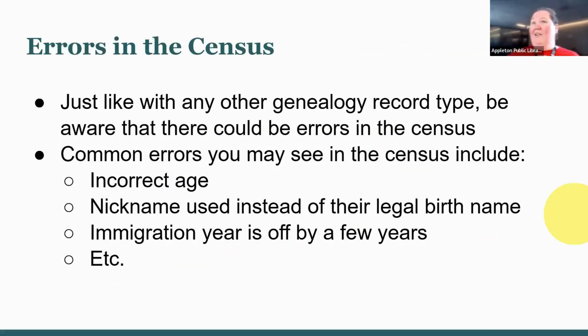Of course, as I alluded to a little earlier, there are errors in the census. Just like any other genealogy record, there are going to be errors. So some common errors that you're going to see in the census: incorrect age. Again, if you ask me how old I am, I have to do the math in my head now. That's what your ancestor would have had to do. Or if you're asking the wife of the household, all 10 kids, how old are they and what are their names? They're going to get a little confused sometimes or be a little off.